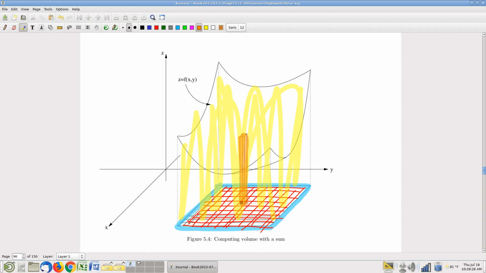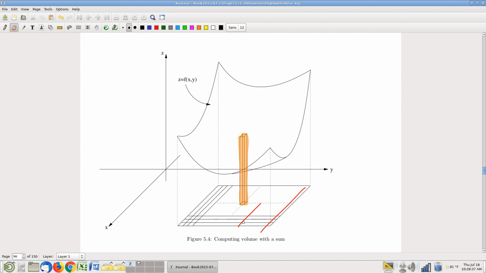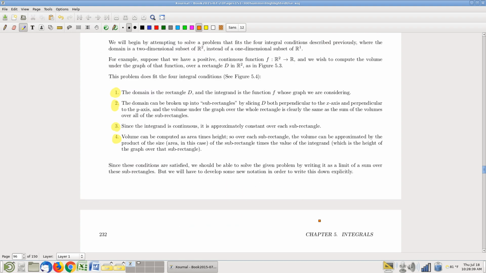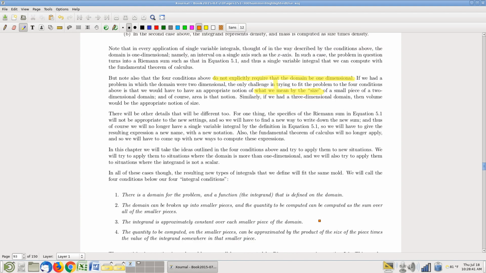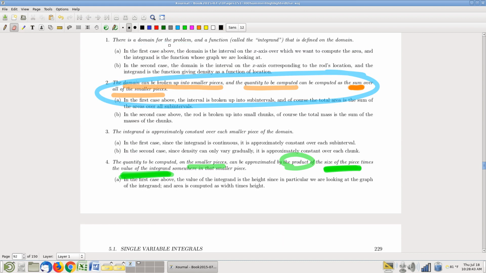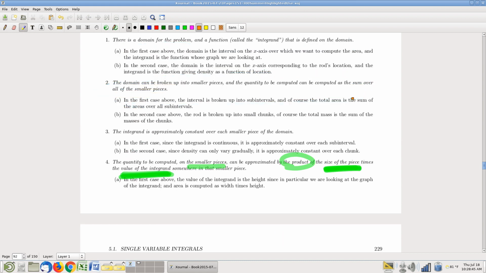What do you think? Geometrically, is that pretty plausible? Yeah. Okay. So we have a picture that looks kind of like that, and now the next rule, the next pattern that we want to confirm continues, is I want to know that on that smaller piece, on that French fry, the quantity I'm computing, now volume, is it true that volume is a product of the size of the piece times the value of some function?